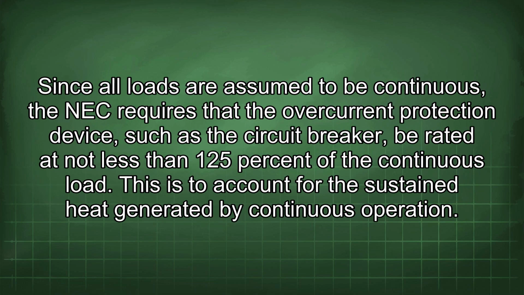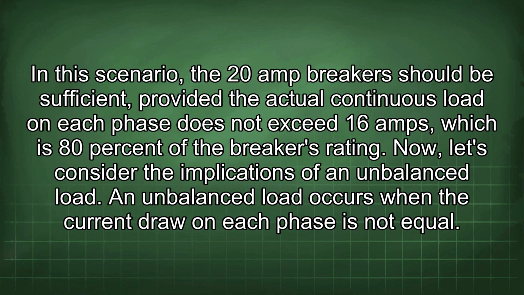Thirdly, continuous loads. Since all loads are assumed to be continuous, the NEC requires that the overcurrent protection device, such as the circuit breaker, be rated at not less than 125% of the continuous load. This is to account for the sustained heat generated by continuous operation. In this scenario, the 20 amp breaker should be sufficient, provided the actual continuous load on each phase does not exceed 16 amps, which is 80% of the breaker's rating.